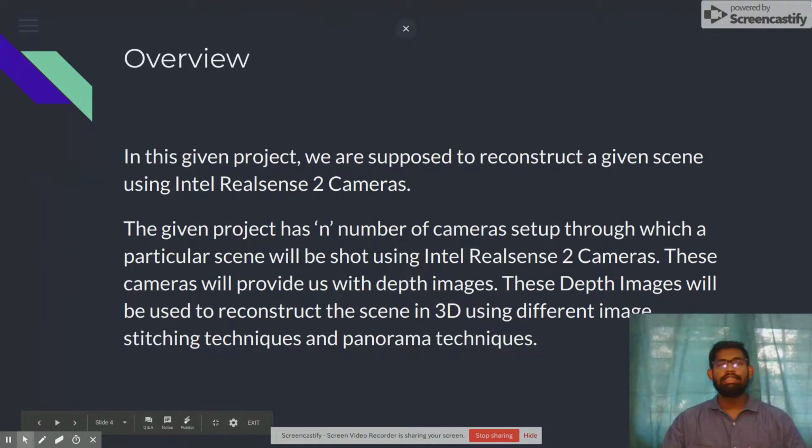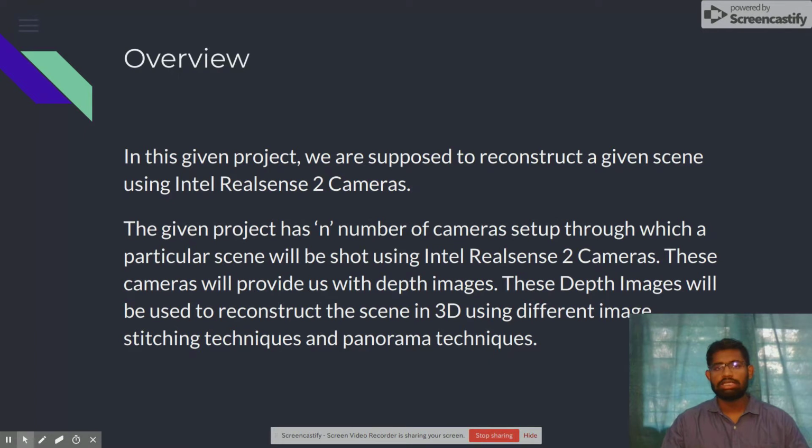In the given project, we are supposed to reconstruct a given scene using the Intel RealSense 2 cameras. The project has n number of cameras set up through which a particular scene will be shot. These cameras will provide us with the depth images. These depth images will be used to reconstruct the scene in 3D using different image stitching techniques and panorama techniques.